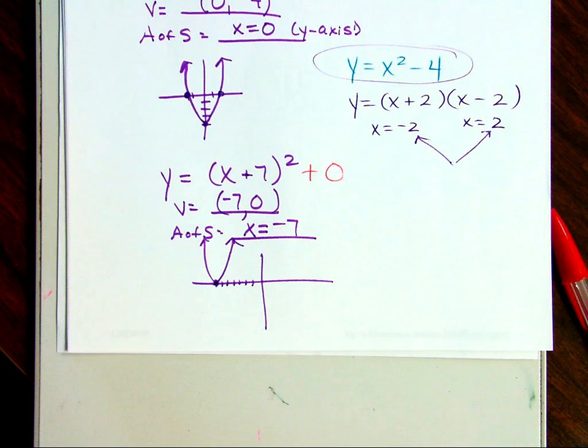Is it going to go up or down? And one thing you're going to want to make sure is when you're sketching them, make sure that you get your arrows there. Okay. Are you okay with axis of symmetry and vertex?